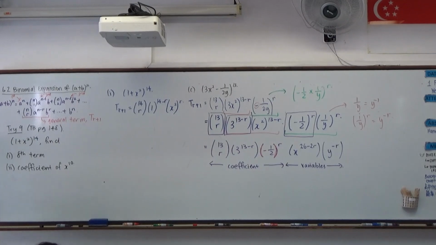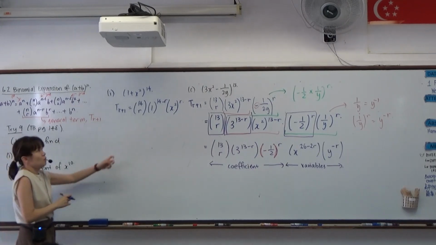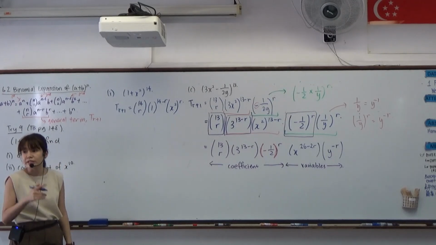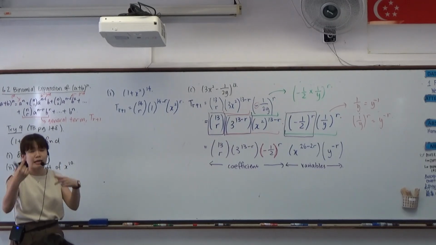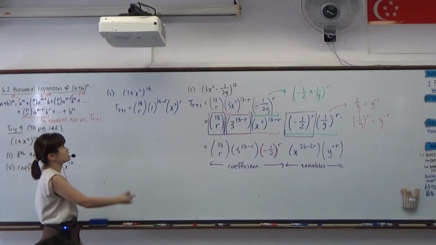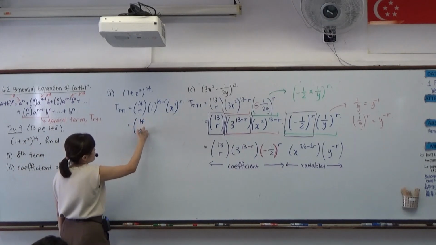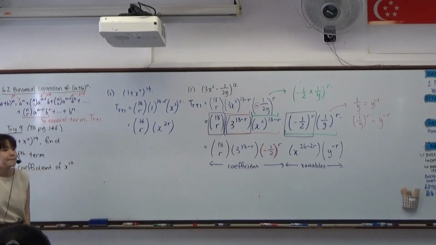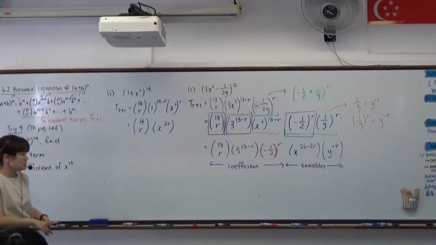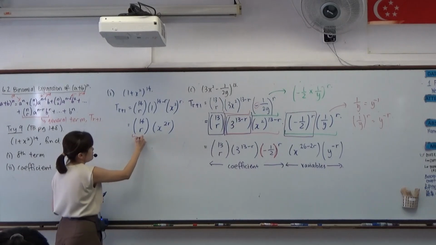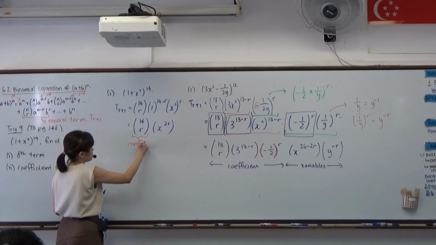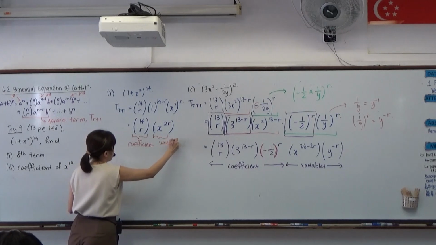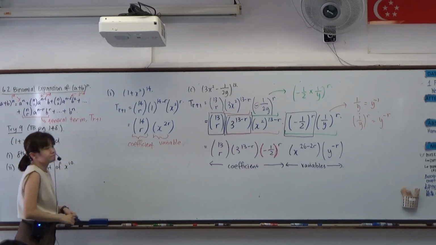We can simplify this. 1 to the power of 14 minus r, what would that be? That would just be 1, because 1 times anything will just be 1. So we get 14 choose r, x to the power of 2r. So we can see that this is the coefficient, and this is the variable.